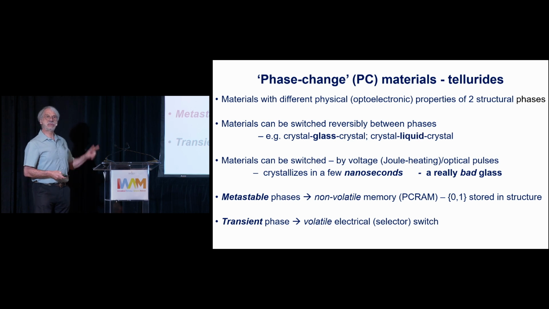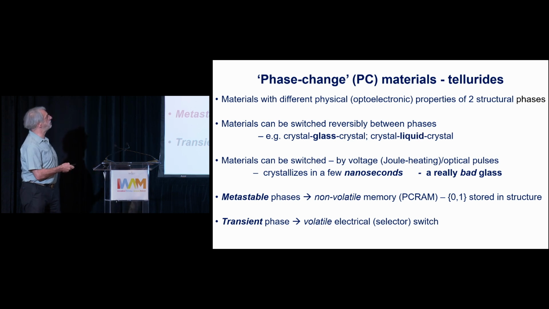How do you do this? 2 ways. You could switch them by applying a voltage, Joule-heating voltage, or a short optical pulse. And the point is that you can always melt a crystal unbelievably rapidly. If you put a huge amount of power in a very short time, you can melt in picoseconds, basically. So the rate limiting time is not the crystal to liquid or crystal to glass, and you can quench that liquid very quickly too. That is not the rate limiting step in this process.